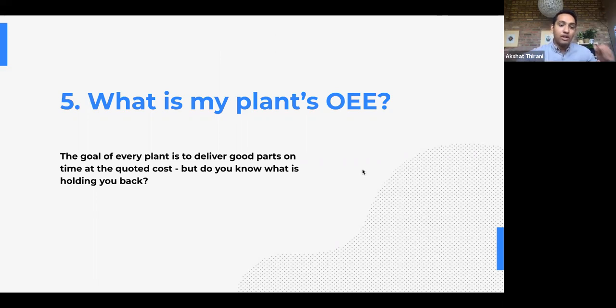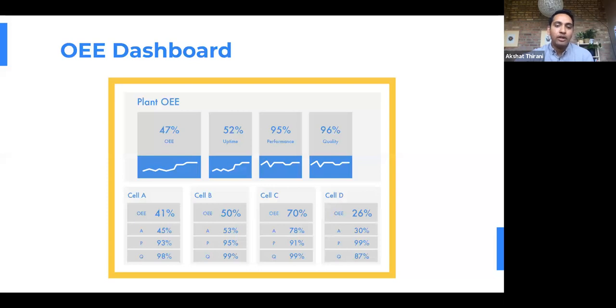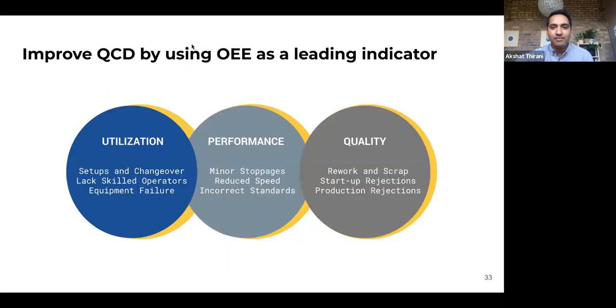And so, the goal of every plant is to deliver good parts on time at the quoted cost, but what's really holding it back? And so by collecting your OEE data, you can get a complete picture of your operational health across all these different functions. And so, typically we've seen folks set it up on a cell basis or an overall plant basis as well.